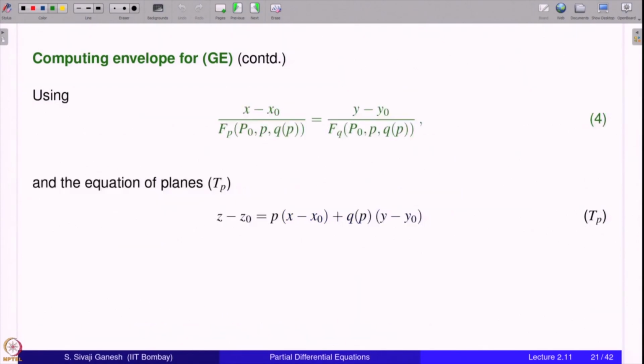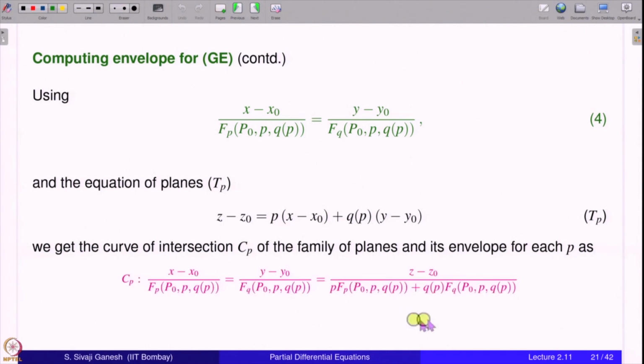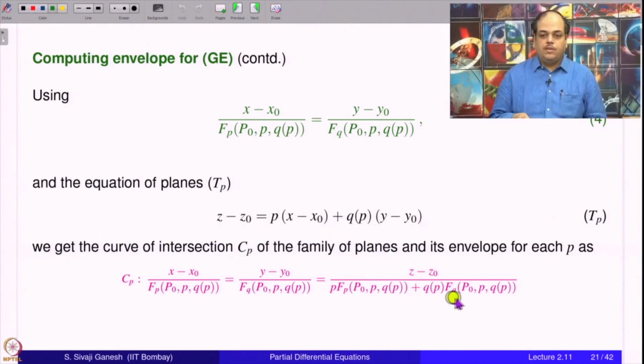Using this and the equation for tangent planes, which is Tp here, we get the curve of intersection, and that is this. Okay, x minus x naught is proportional to fp, y minus y naught is proportional to fq, therefore z minus z naught is proportional to p fp plus q fq. That is what we have written here.